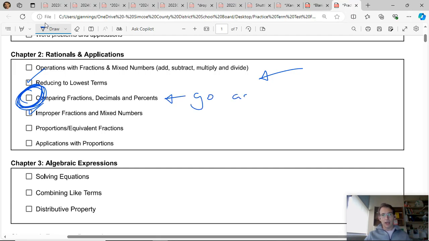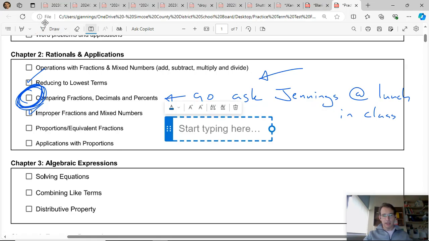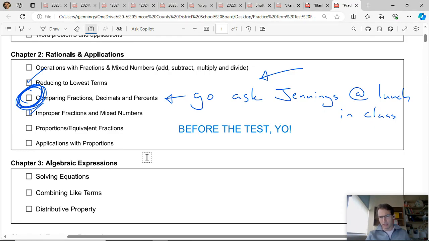Go ask Jennings at lunch, in class, definitely before the test. Okay, don't ask me during the test because I can't answer it, and it hurts my feelings, and it hurts your feelings when I can't help you. And I don't want that. I want to help you, but I also want to know what you can do on the test day.